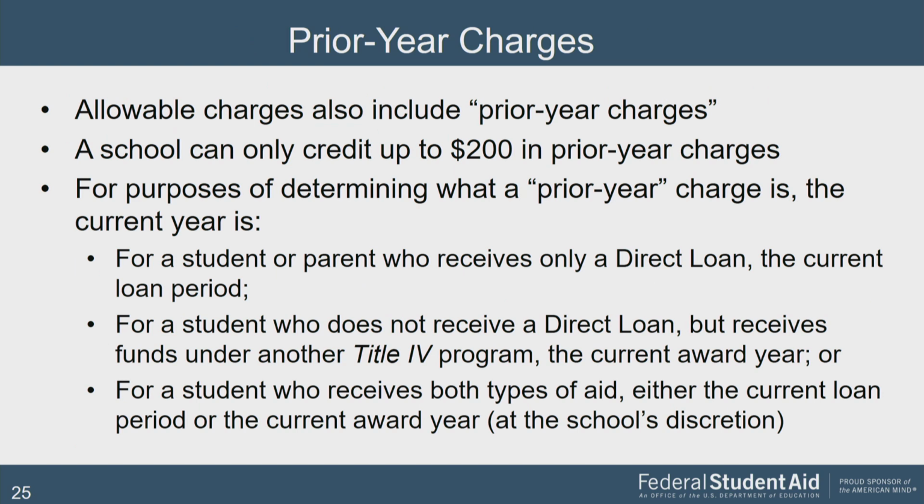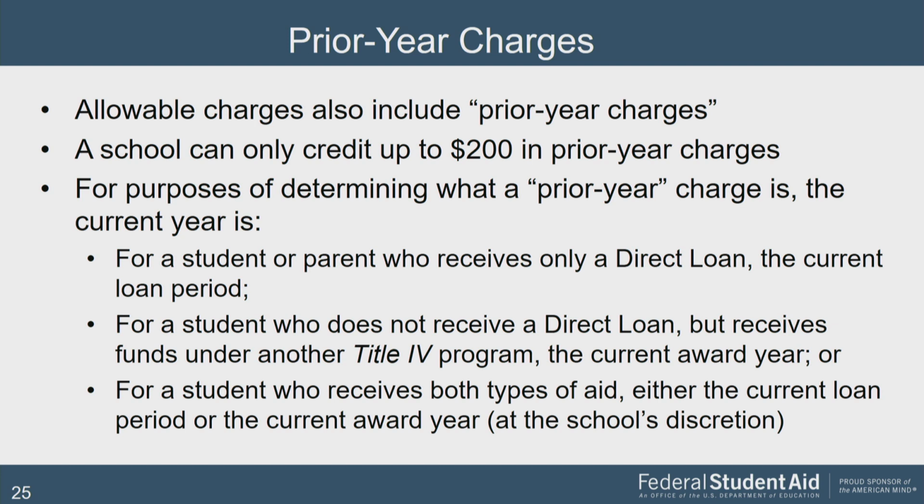Okay, let's talk about prior year charges. Allowable charges also include prior year charges. I know a lot of schools don't like the limitation on this, but I would point out that we really took a stretch here, because if you look at what the statute says, technically Title IV should only go for current year charges. That's basically the statement of ed purpose and what Title IV is intended to do. But we do realize that there are some charges that are existing from a prior time, and we tried to accommodate some of that.